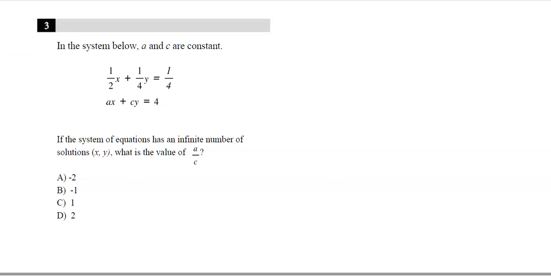Let's clear them out. 2 and 4, the LCD would be multiply everybody by 4. So 4 divided by 2, that's going to be 2x. 4 times 1, this is going to be 1y. And that's going to be 1. The bottom, we're going to leave alone. This is kind of one of these weird ones.